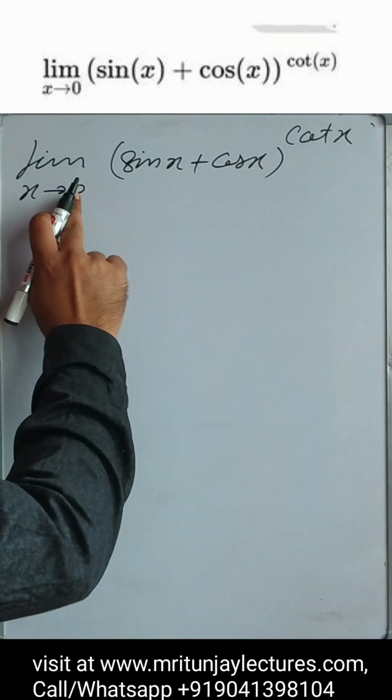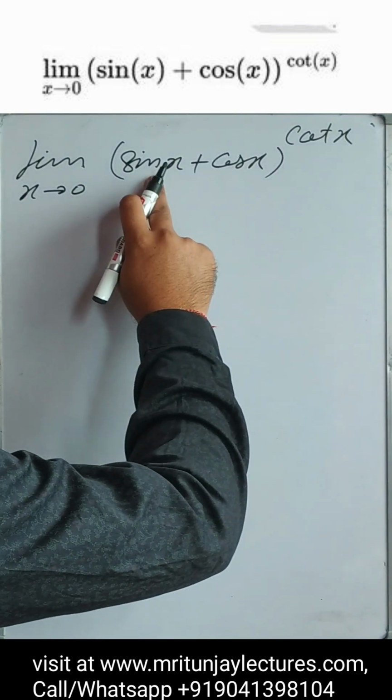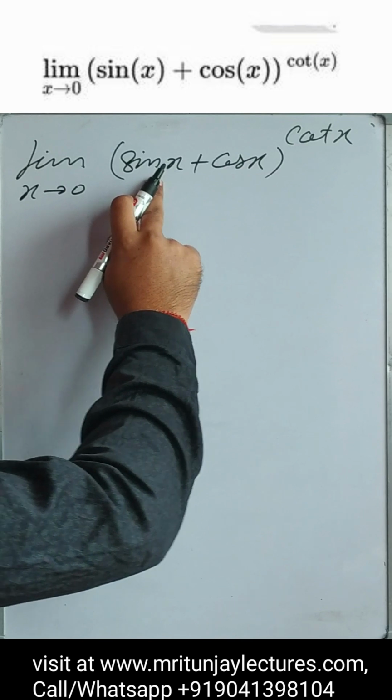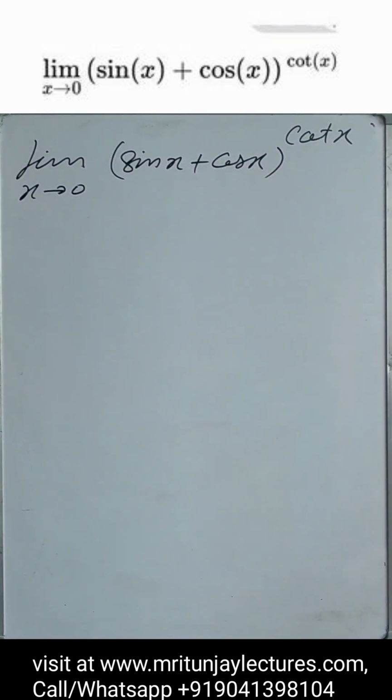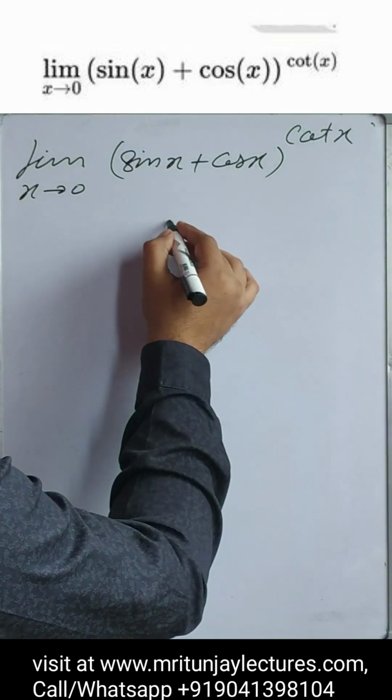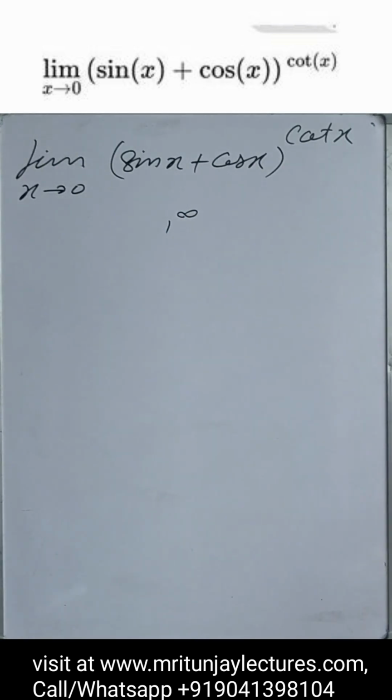First of all, if you put x equal to 0, then we get sin 0, that is 0, and that is 1 to the power cot 0. Cot 0 is also infinity. Clear or not? So this is of the 1 to the power infinity type. How can we solve this type of problem? 1 to the power infinity type.